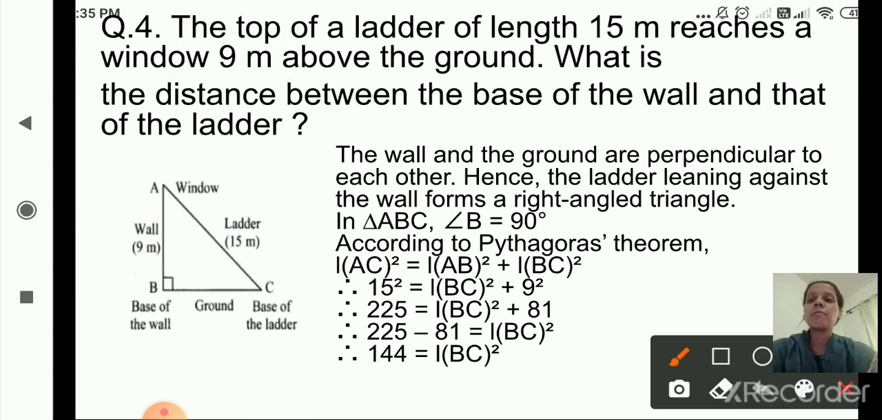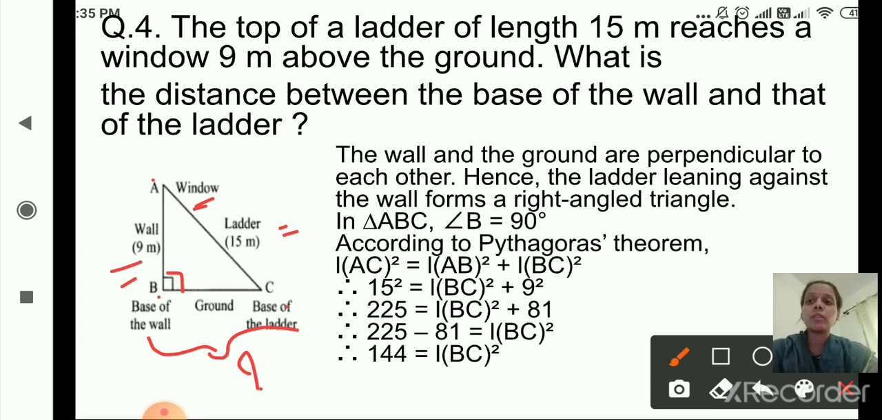First we'll draw the figure. After the figure we'll get the idea what we have to find out. We have to find out this one. Okay. Now we'll write down the labeling also. This is A, this is B, C. Here this is right angle triangle and this is wall. Here it is window. This is ladder 15 meter. Here it is 9 meter.